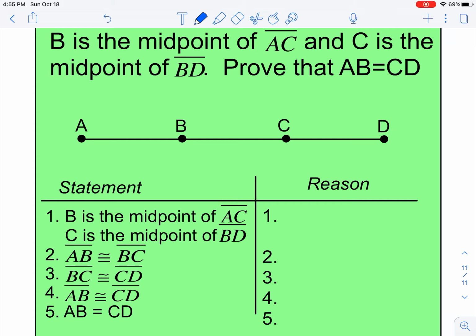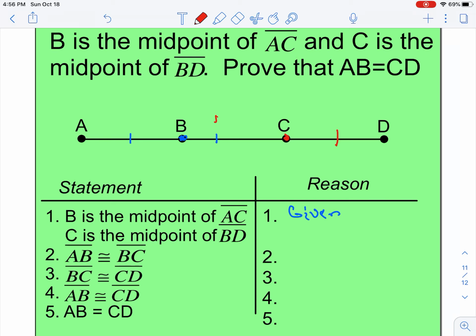Prove that AB is equal to CD. So the first statement says B is the midpoint of AC. So B is the midpoint, so that means these two segments are congruent. And the reason is because that was given. But it also said that C is the midpoint of BD. So that makes this segment congruent to this segment right here. And again, that was given.